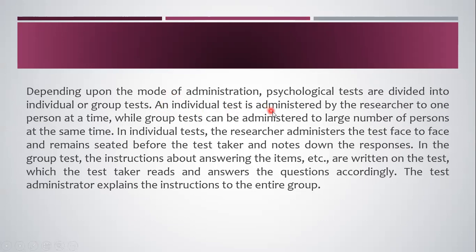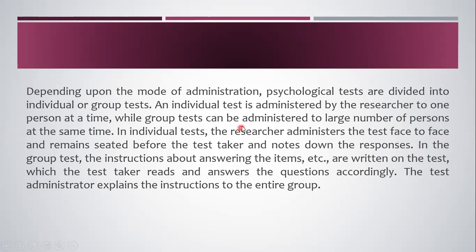An individual test is administered by the researcher to one person at a time. For example, if you have a child and you have to take an intelligence test, you will call the child and administer the intelligence test individually. But if you want to know the intelligence of 8th grade students, you need not call every person. You can administer it directly to the group of 8th grade. While group tests can be administered to a large number of persons at the same time, in individual tests the researcher administers the test face to face.